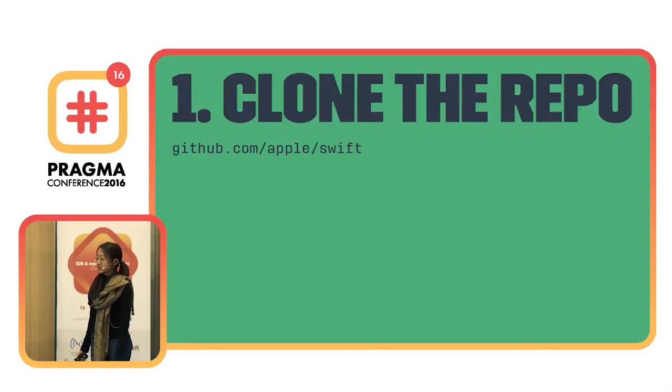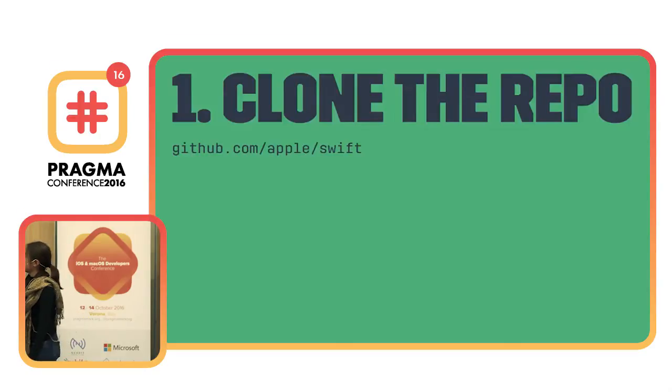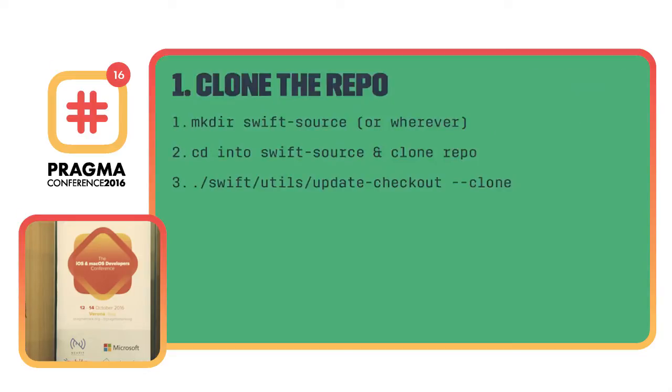So you can just go to github.com/Swift. The only difference between cloning a normal repo and Swift is you have to make a directory called whatever you want, but I'm going to call it swift-source because that's what they recommend. And then you have to cd into it and then clone it.